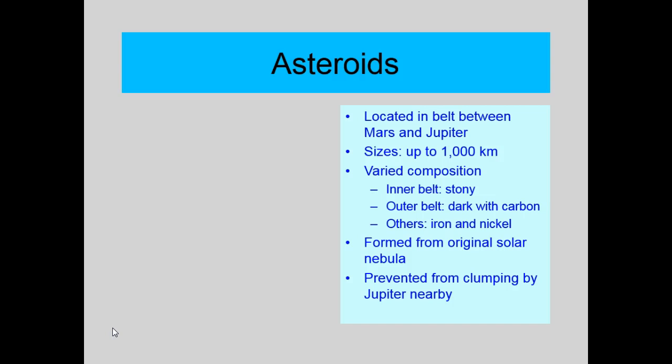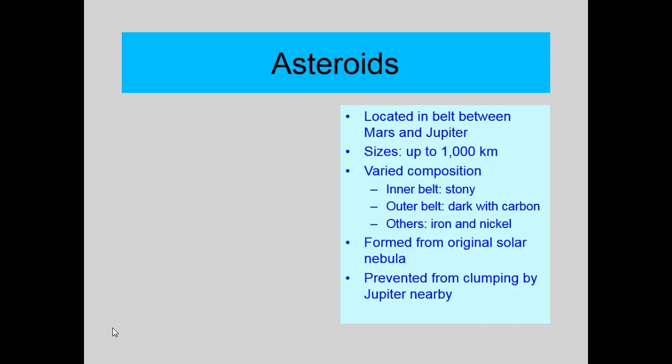Now, the composition. The inner belt of the asteroid belt is close to what planets do we call those? Those are the terrestrial planets. Those are mostly rocky planets. So it's not at all surprising the inner belt of the asteroids are stony chunks of rock. The outer belt is dark with carbon.